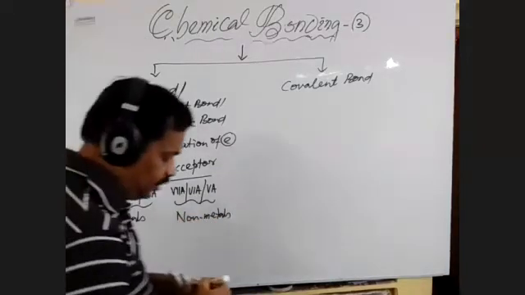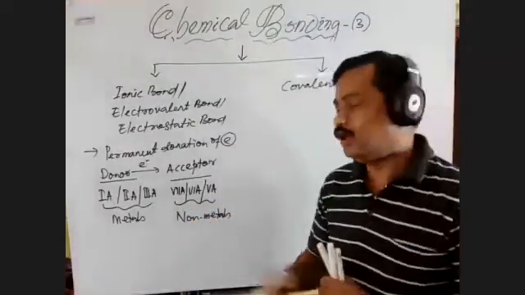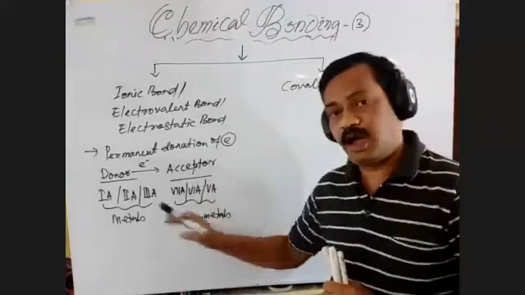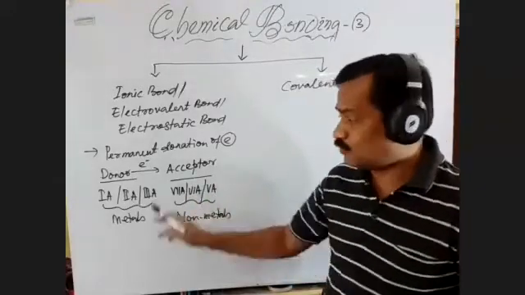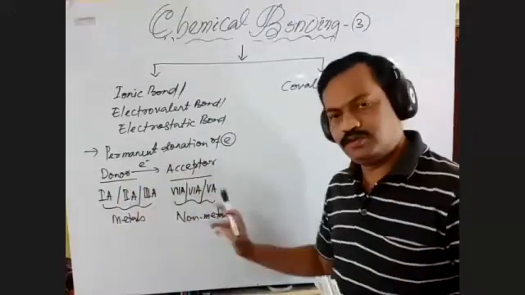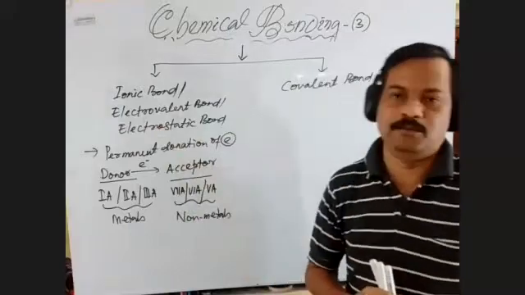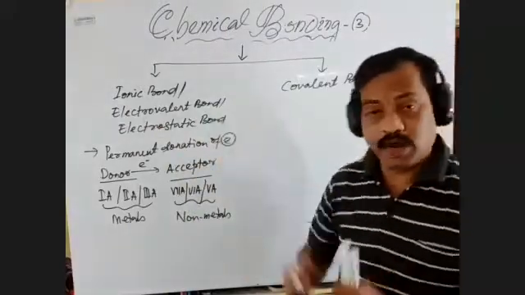This is the prerequisite of formation of the ionic bond. One should be a donor, one should be an acceptor, one should be a metal, one should be a non-metal. Then only such kind of bond is going to form. So how will the ionic bond form?